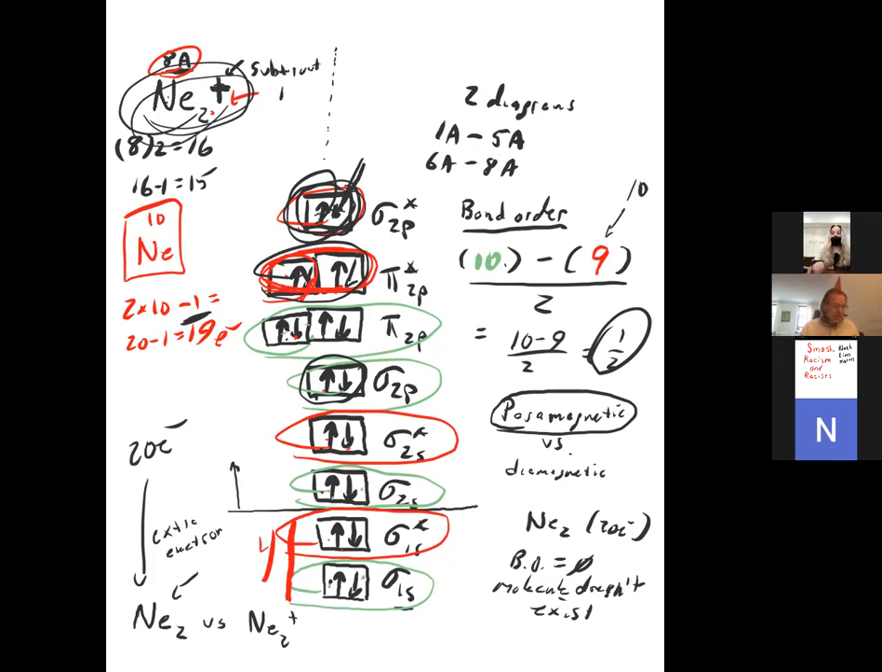You can measure it, and it's because it has more bonding electrons, just by one, than antibonding electrons. It has a weak bond. It's not real strong. It's half of a bond order, but it is there.